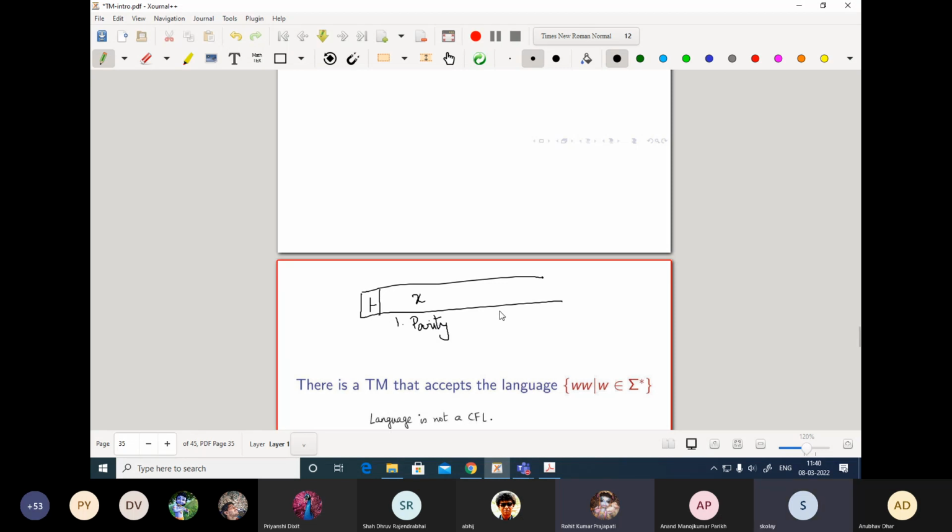See, because ultimately when we are marking and stuff like that, we are basically using a tape alphabet, right? It will be quite large. It won't be a finite set anymore.